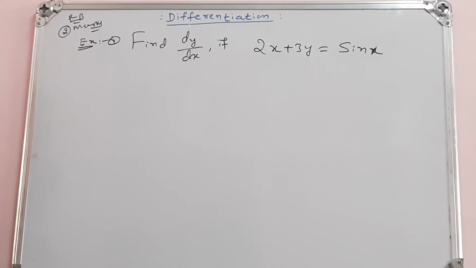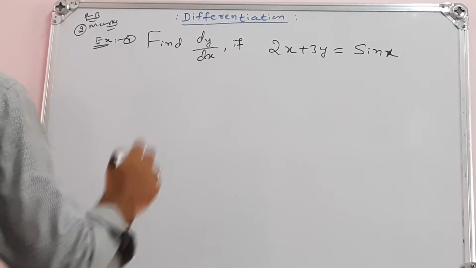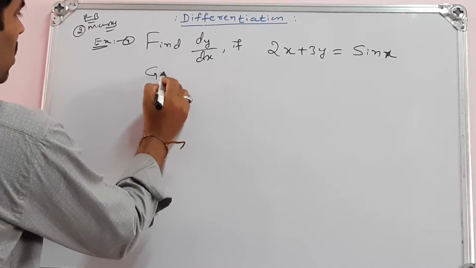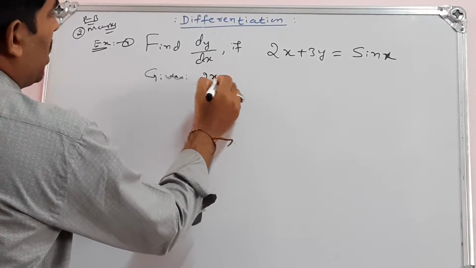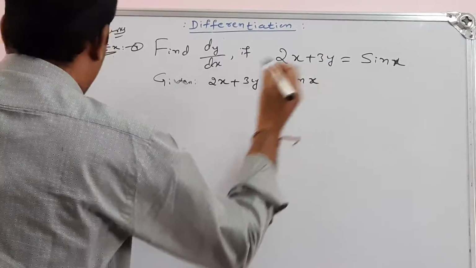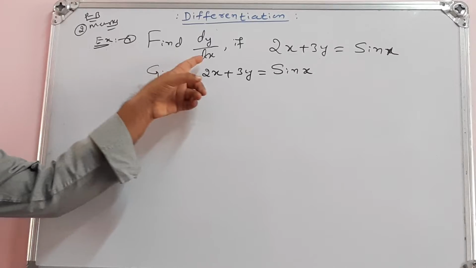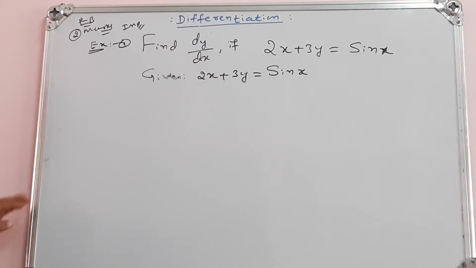Observe this example here. 2x plus 3y is equal to sin x. So that is the example. What is given here? 2x plus 3y is equal to sin x. This is the given function, and you have to find the derivative dy by dx. So observe carefully. This is very important.